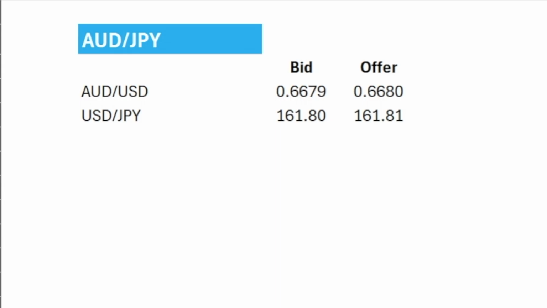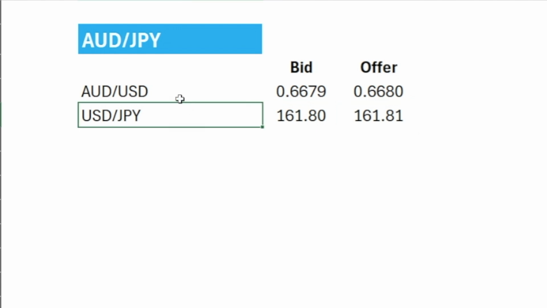In this example, we start with a cross rate that we wish to calculate, the Australian dollar Japanese yen rate. In order to do so, we need the base rate to the dollar and we need the dollar to the Japanese yen, or in other words, the counter rate. Here we have each of those: the Australian dollar to the US dollar, bid and offer rates, and the US dollar to the yen, bid and offer rates as well.